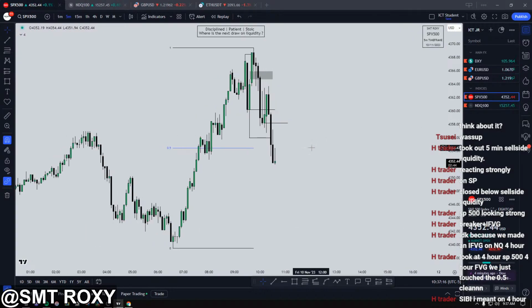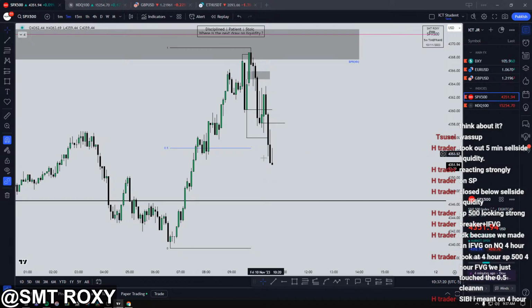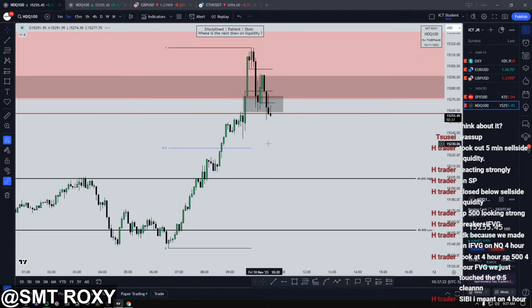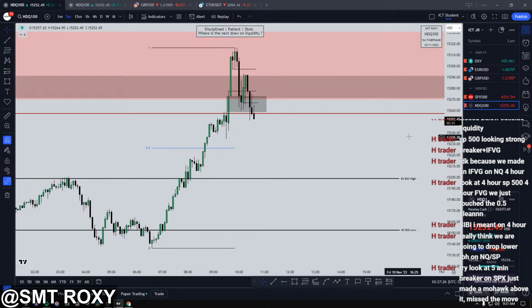SPX is just dropping. Look at that. It's already below equilibrium of the range here. I see it's completing the market maker model, continuing at this pace. This one, I think this one's gonna catch up eventually. It's probably gonna take some more time for this one.